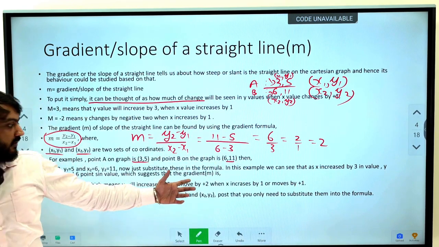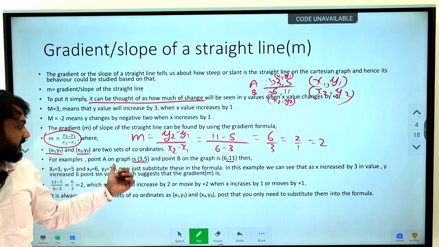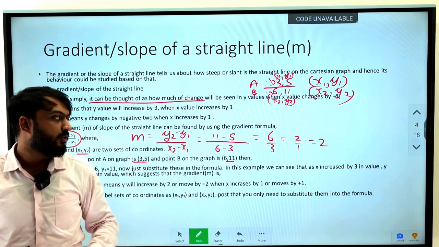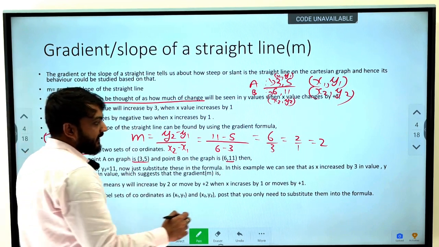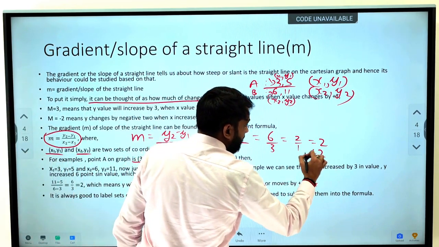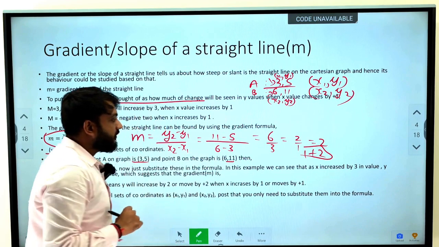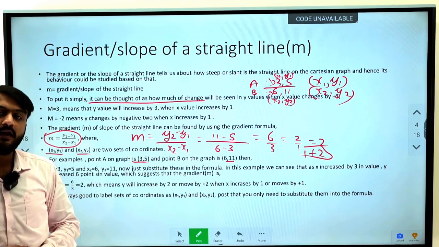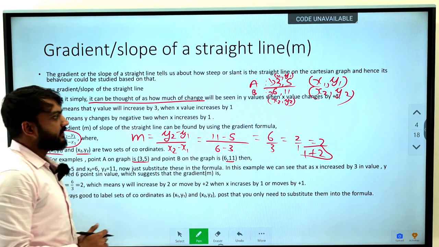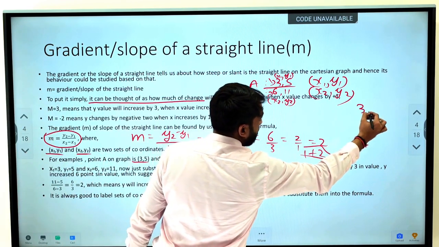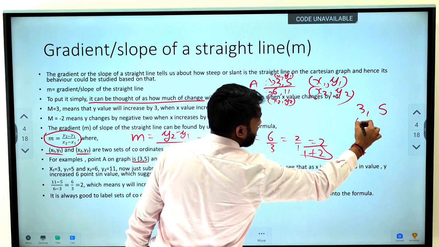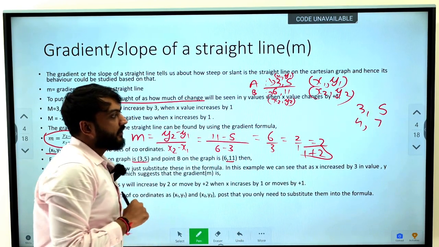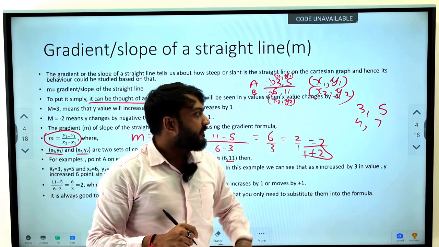Meaning the gradient of this line which adjoins the point A and point B on the Cartesian graph is a positive 2. And a gradient of positive 2 means that every time you change x by 1, the y value will change by a positive 2. Let's put this to test here. We have the point (3, 5). If I increase x by 1, y is supposed to increase by 2. Meaning if x goes from 3 to 4, y should go from 5 to 7, right?